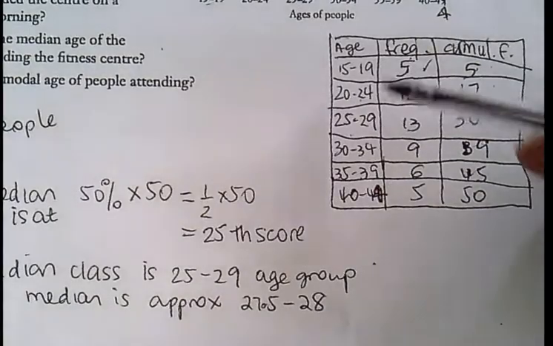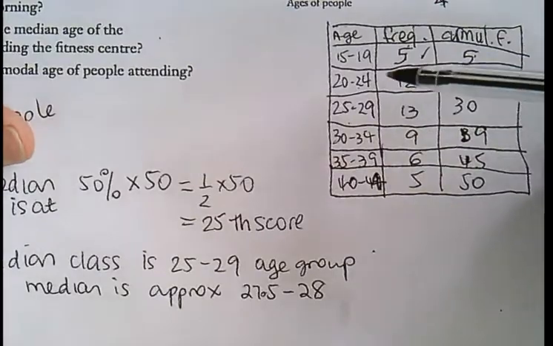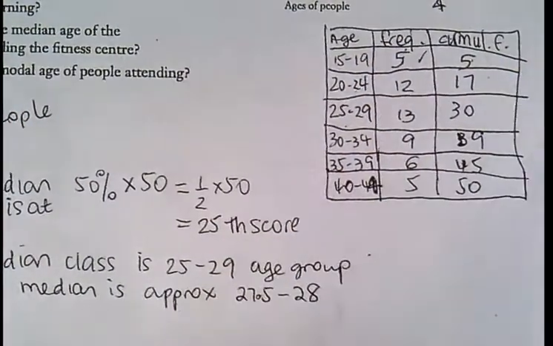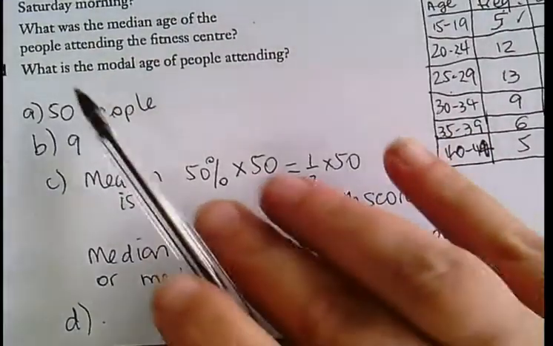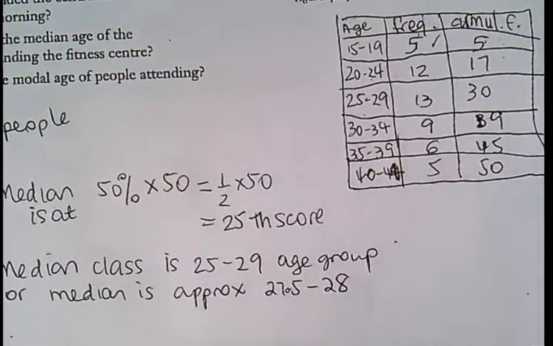Because you're just, I would use the class center. So if I did want to find the mean here, I think we did it yesterday. I can do it now for extra practice. No, we probably should. So let's just do the modal age of people attending. The modal age of people attending.